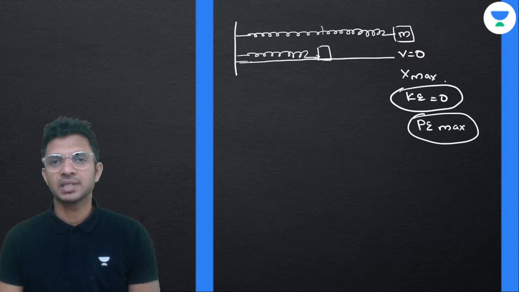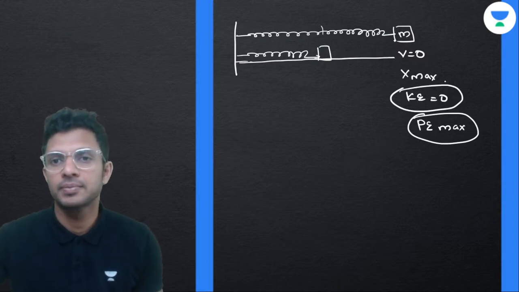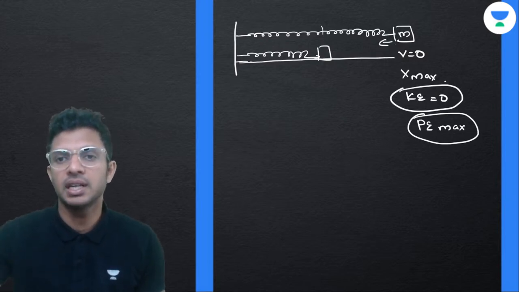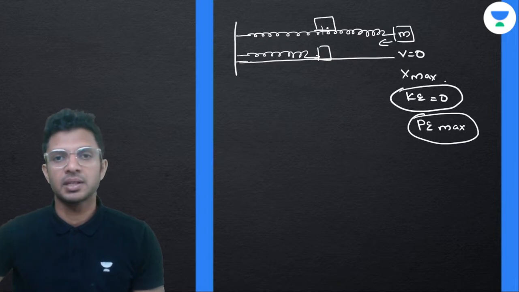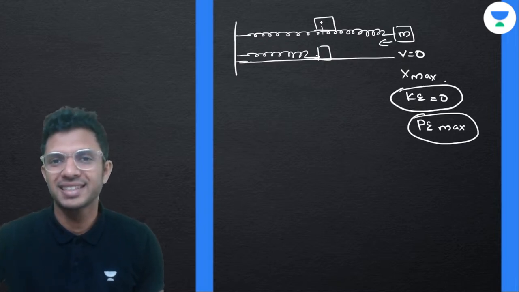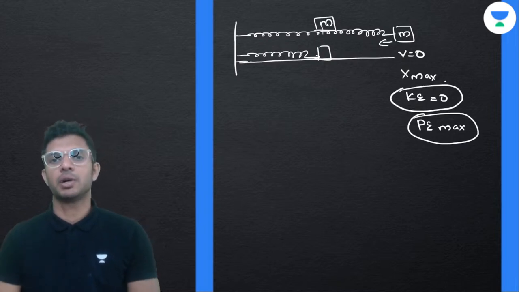Okay. ठीक है, you leave the mass. आपने छोड़ दिया. Tell me what happens? The mass will be moving towards the equilibrium position. Mass तो इधर पहुंचेगा. Isn't it? हाँ. ठीक है, मास तो इधर पहुंच गया.